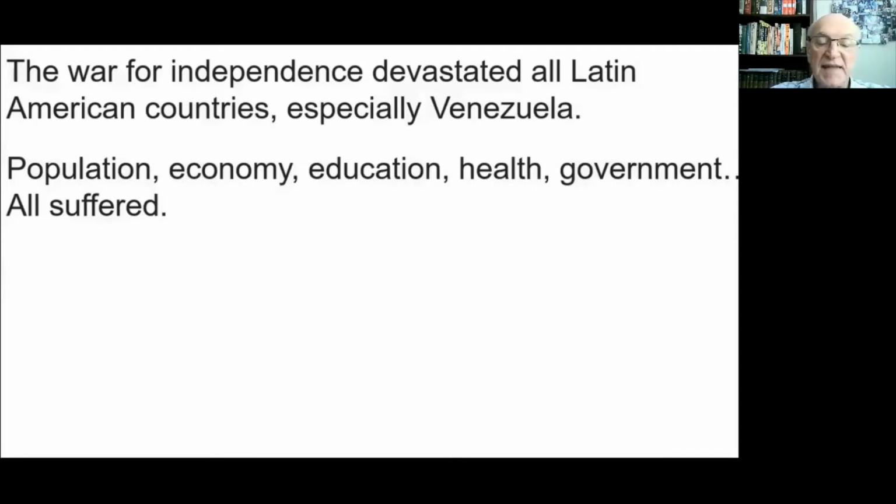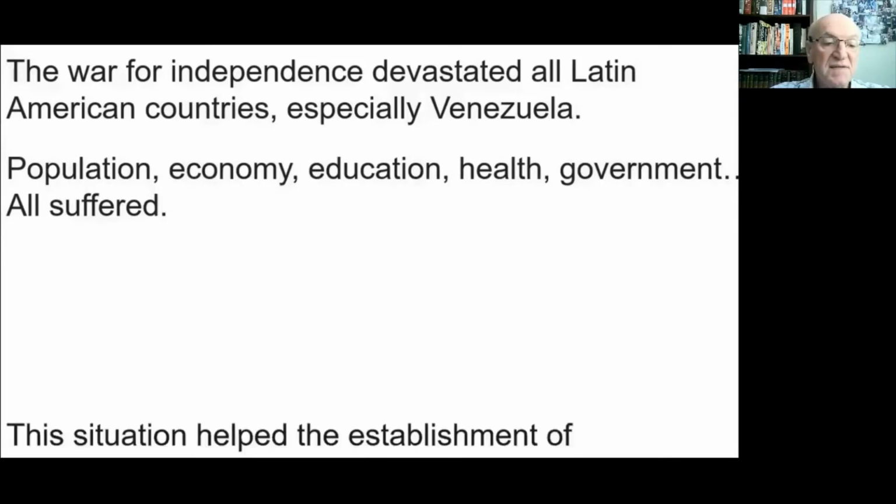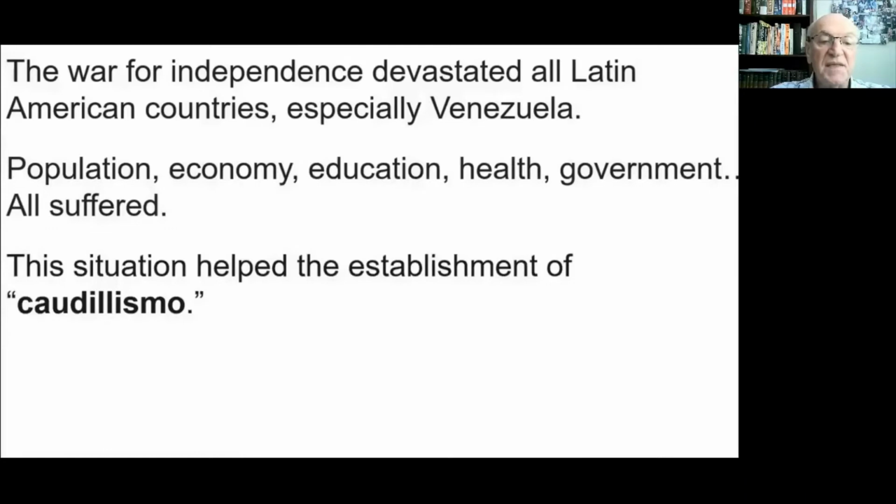Of course, the economy was in tatters, with very little production, mainly just agricultural products. Literacy in the country was in the single digits at that time. And there were endemic diseases, malaria, yellow fever, Chagas disease, all widespread. On top of that, the country acquired a huge foreign debt. So these conditions helped the establishment of caudillismo.